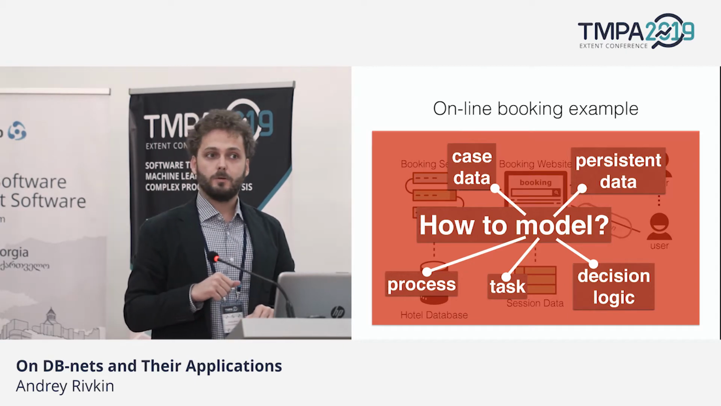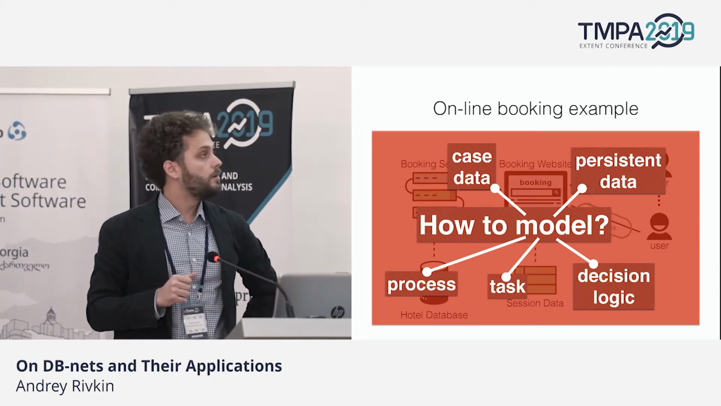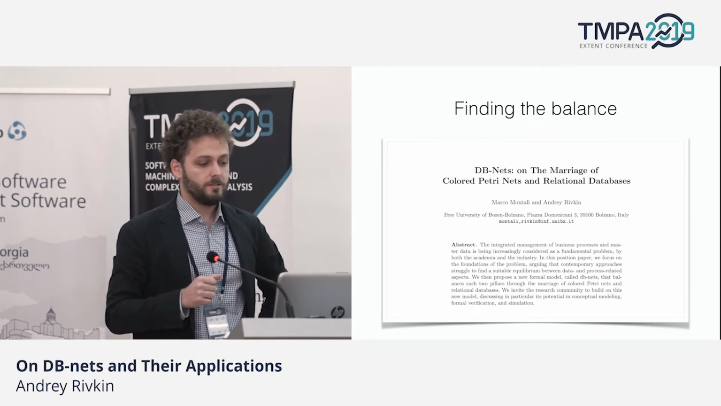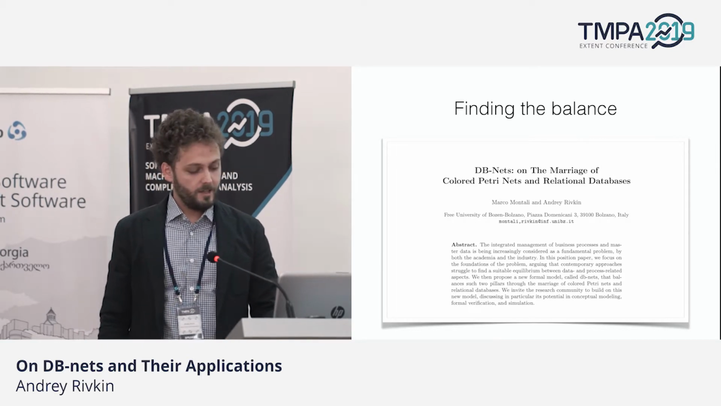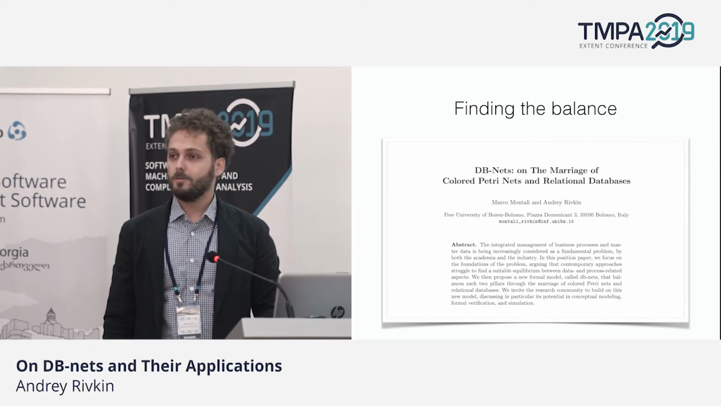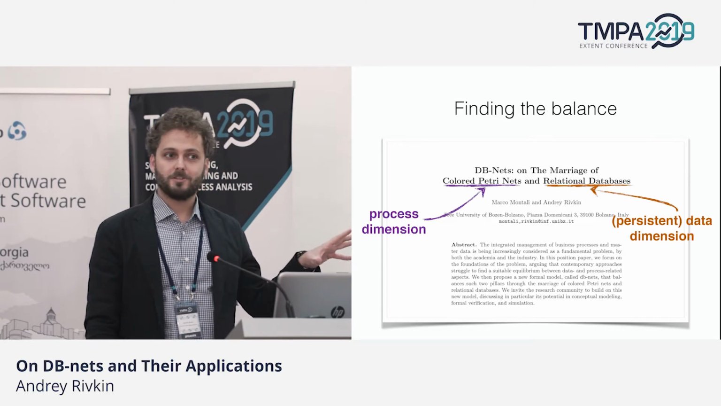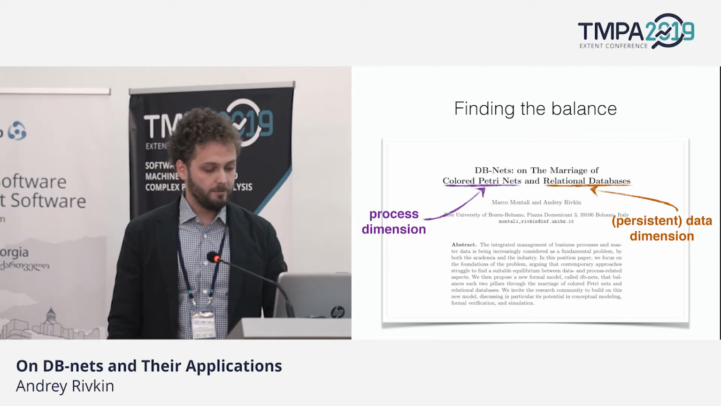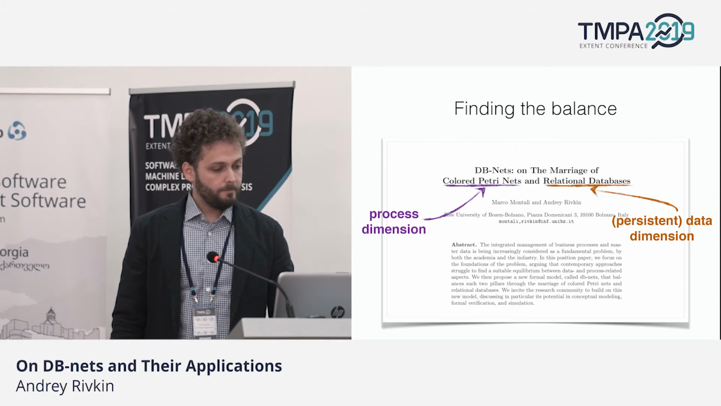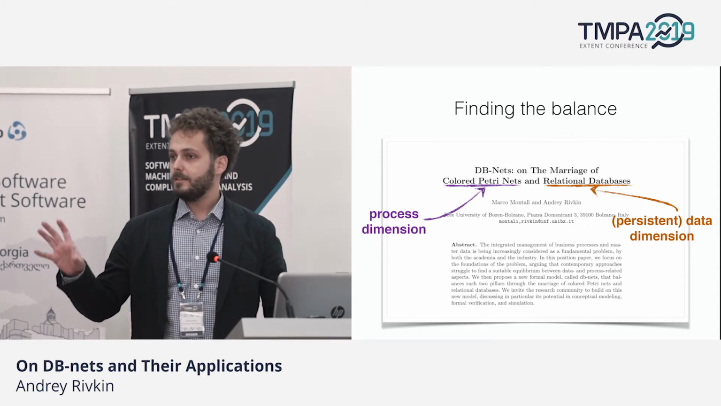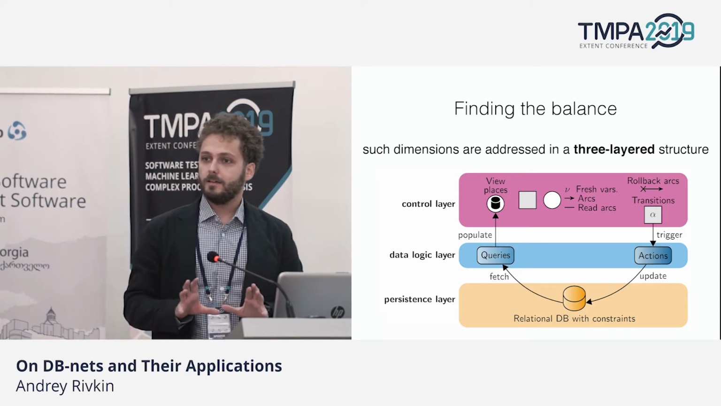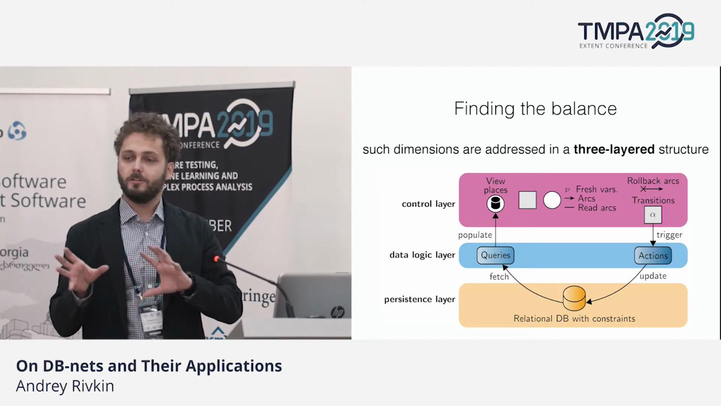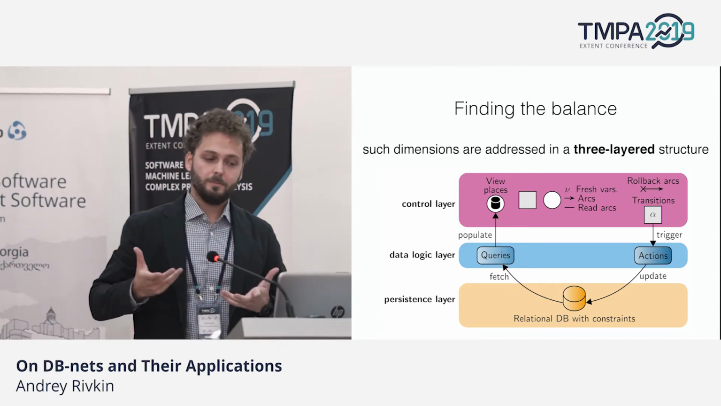And that was our try back in 2017. So Marco and I wrote this paper that's called DB nets and the marriage of colored Petri nets and relational databases. And it's obvious: colored Petri nets would represent the process dimension of the problem, and the relational databases would stand for the data dimension of the problem. DB nets, in a nutshell, have a more computer science oriented representation, not as mathematical as classical Petri nets.